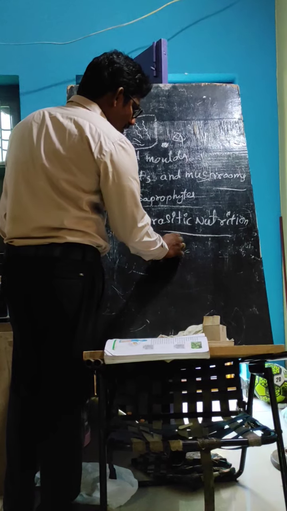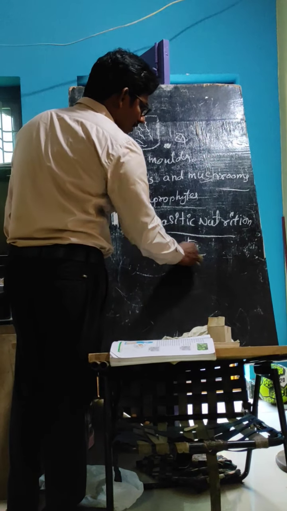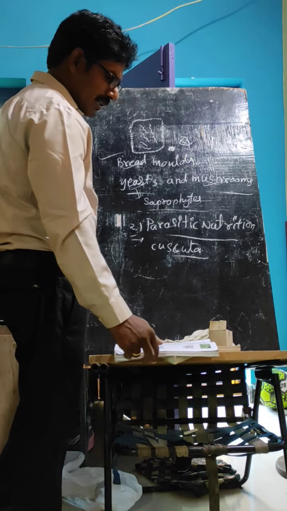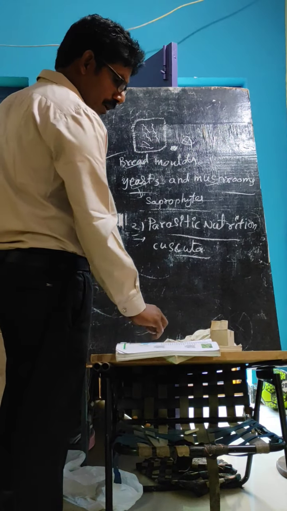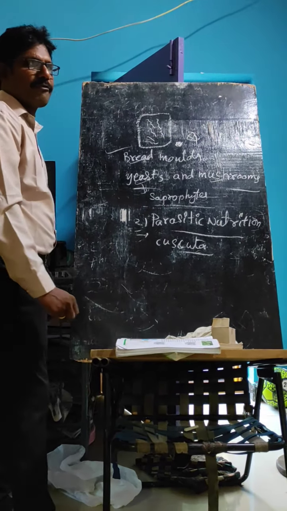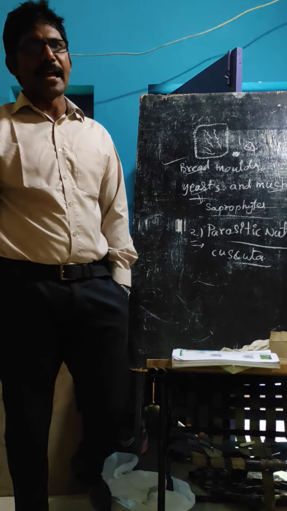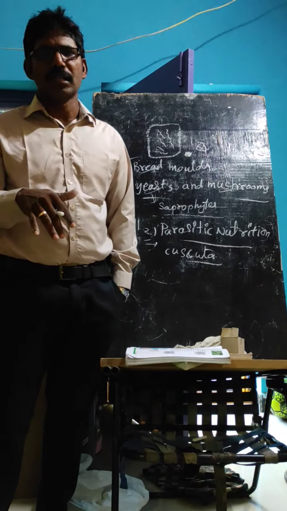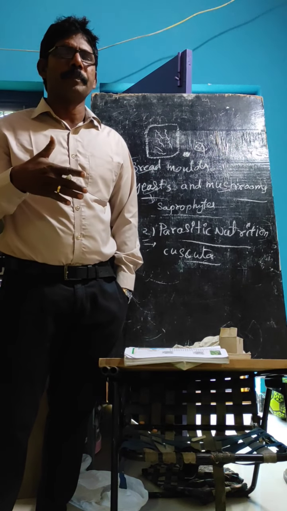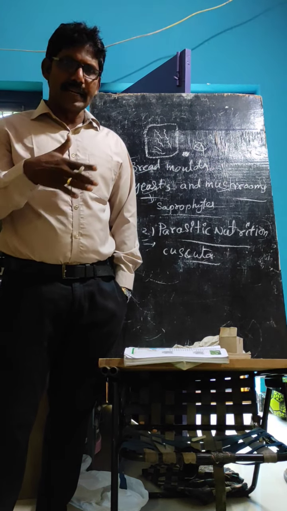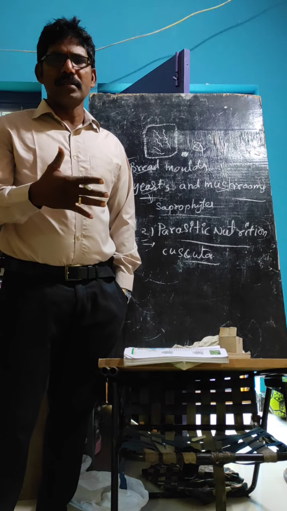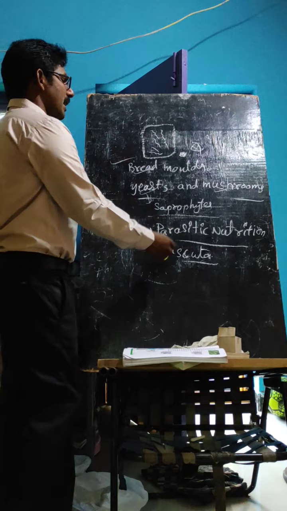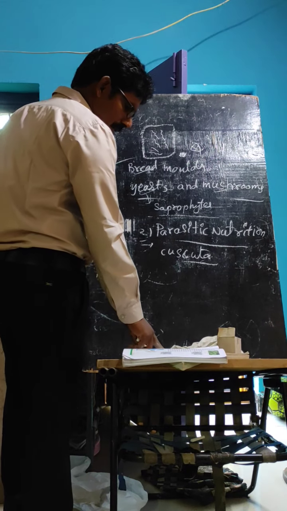Actually, cuscuta is a parasitic plant, of the genus Dodder. It is a leafless twining plant. This plant depends upon another plant; it penetrates inside the other plant and absorbs nutrients. Anyhow, cuscuta is one kind of parasitic nutrition.